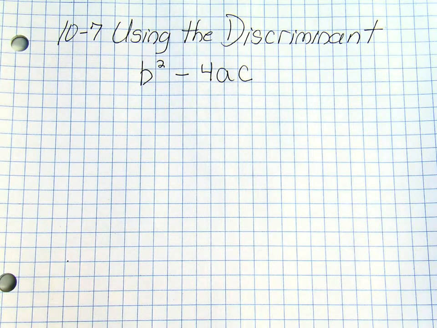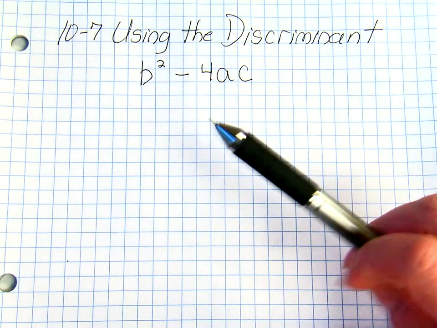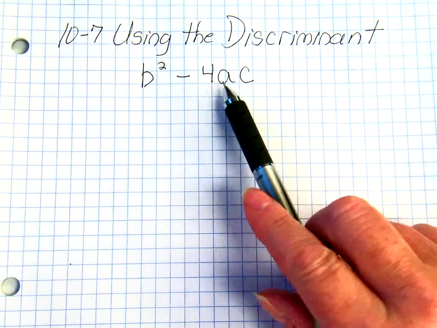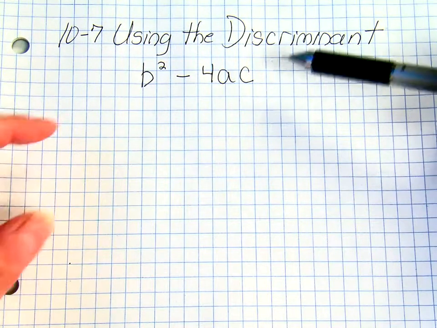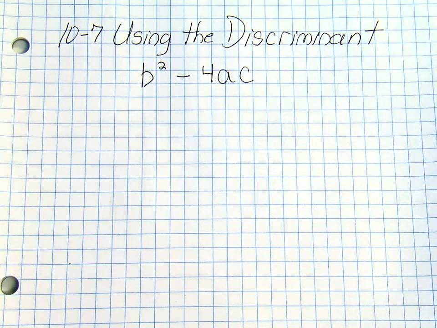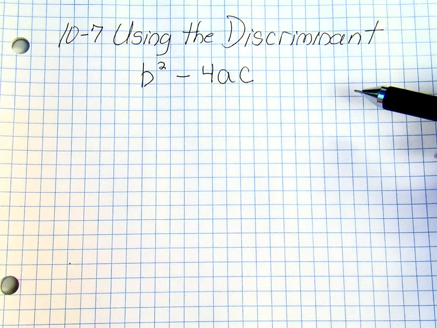Okay, so today we're going to be talking about using the discriminant. It's lesson 10.7 in your book, and we are going to be talking about b squared minus 4ac. Now, you're going to learn in the next chapter. I'm going to kind of go backwards on you. We're going to learn about the discriminant first, and then we're going to see what part of the quadratic formula it is. But this is indeed part of the quadratic formula.